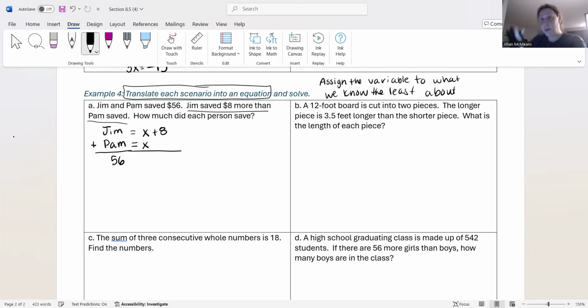We can now combine like terms vertically and we'll get an equation that we can solve. So I'm going to bring down my equal sign and then I'm going to combine the expressions for how much Jim and Pam each saved. So Jim saved X dollars, Pam saved X dollars. That's a total of 2X. And then we also have this constant plus 8. So I now have this equation right here that I can solve, and it'll give me the value for X, and that's going to tell me how much money Pam saved, and then I can use that to figure out how much money Jim saved.